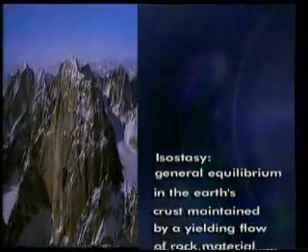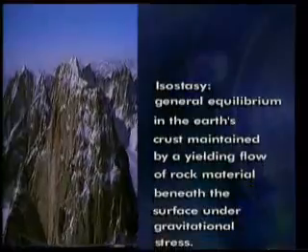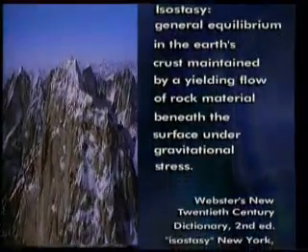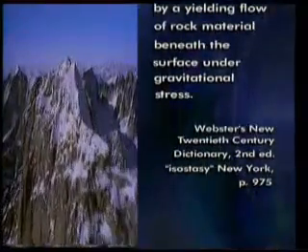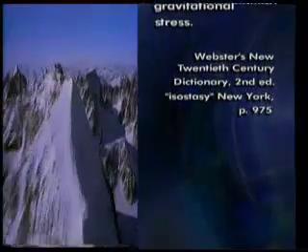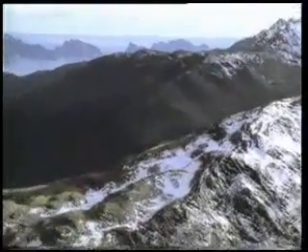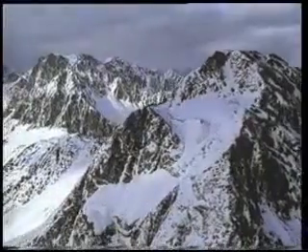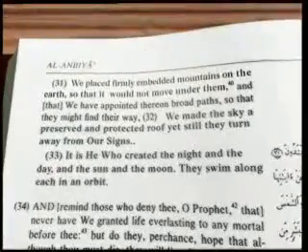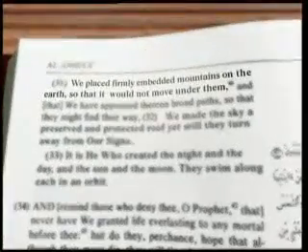Isostasy: general equilibrium in the Earth's crust, maintained by a yielding flow of rock material beneath the surface under gravitational stress. This vital role of mountains that was discovered by modern geology and seismic research was revealed in the Qur'an centuries ago as an example of the supreme wisdom in God's creation. "We placed firmly embedded mountains on the earth so that it would not move under them."